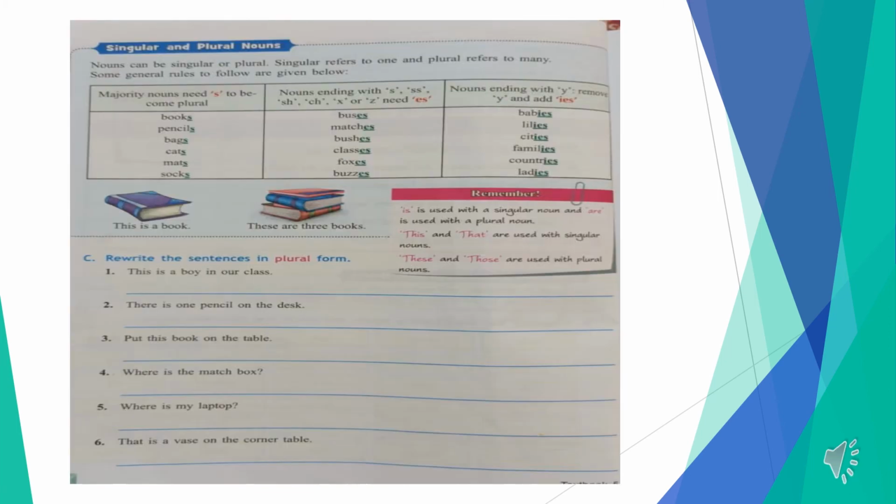Next, moving on, our next exercise on the next page is about singular and plural. Nouns can be singular or plural. Singular refers to one and plural refers to many. Some general rules to follow are given below. Here are some of the rules: the majority of nouns need s to become plurals.